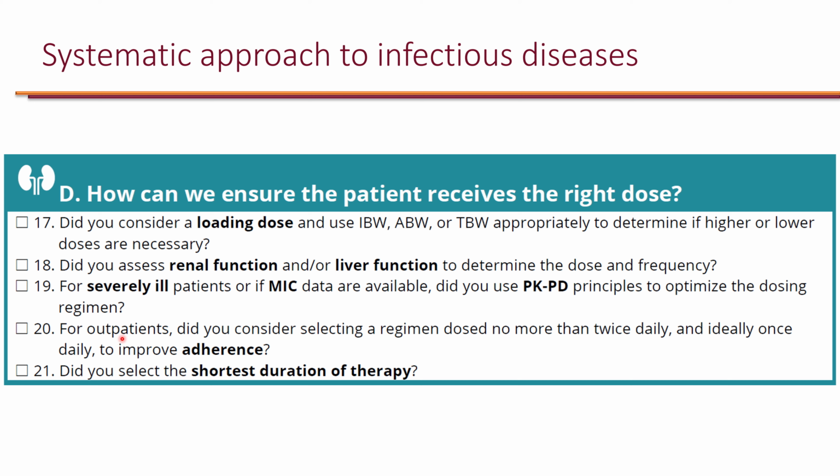For outpatients, you want to make sure you increase adherence. So in general, it's hard to improve adherence if you give the drug more than twice a day. Ideally, once a day is best for adherence, but twice a day sometimes is difficult to avoid. But anytime you have the option between twice a day and 3 times a day, or worse, 4 times a day, you really want to do twice daily to improve adherence.